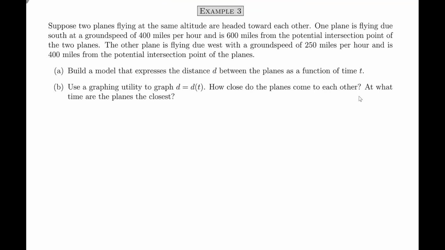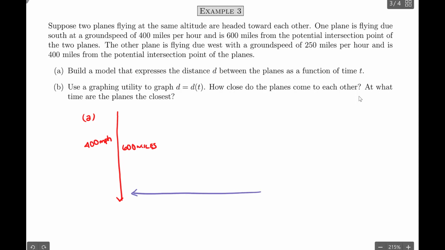We have two planes flying at the same altitude, headed towards one another. One plane is flying due south at a ground speed of 400 miles per hour. So let's draw that out for part A. It says build a model that expresses the distance. This one plane is flying due south at 400 miles per hour, and it is currently 600 miles from the possible intersection point of the two airplanes. And then the other plane is flying due west with a ground speed of 250 miles per hour.